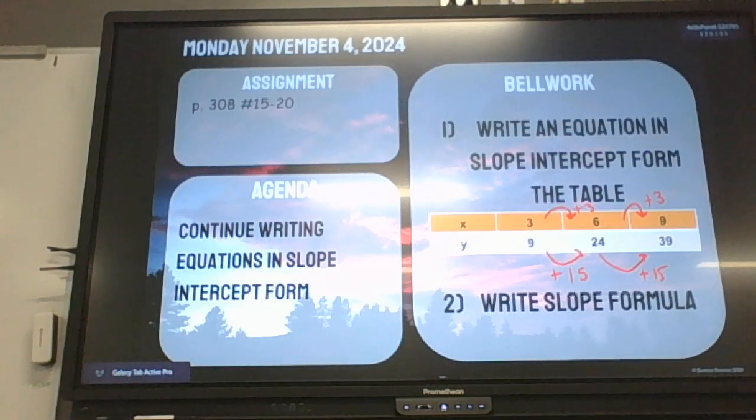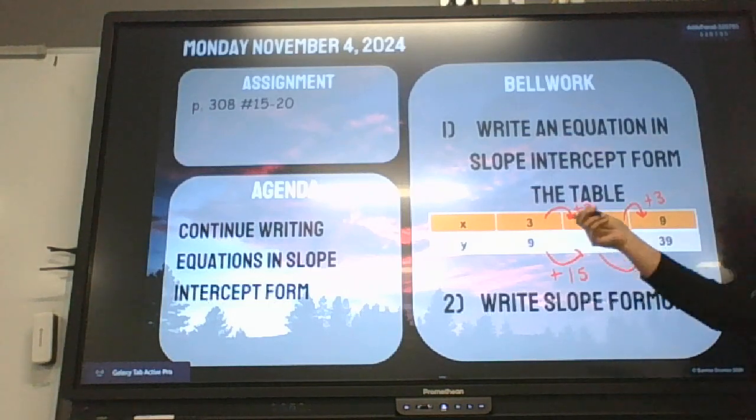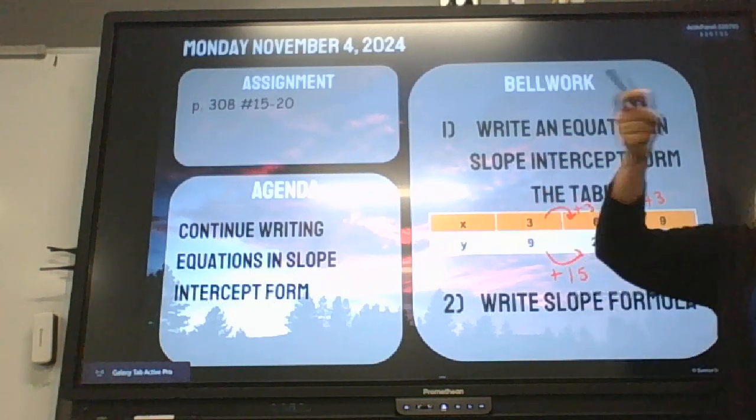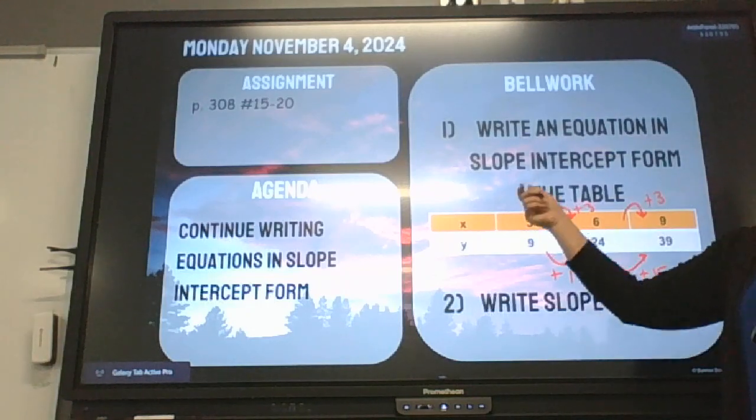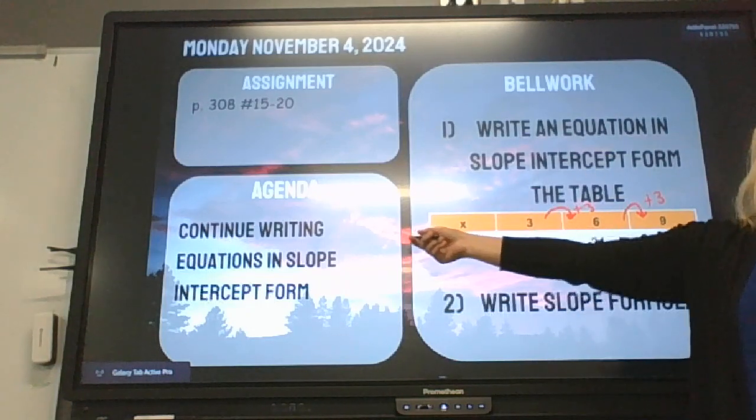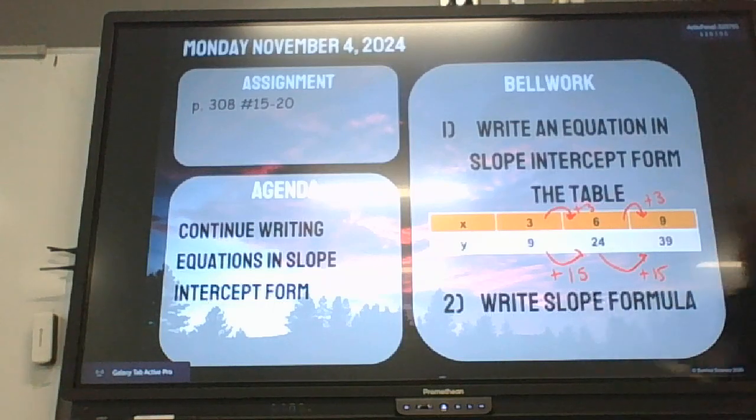So what I suggest we do is look at the graph, which is a great idea, whoever said that. Also, we could follow the pattern backwards to find the intercept. So let's say, I hope it works. We have (3, 9), (6, 24), (9, 39).